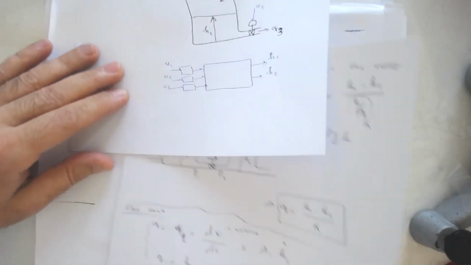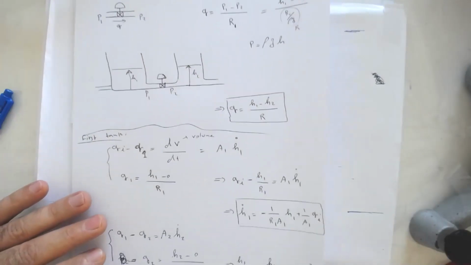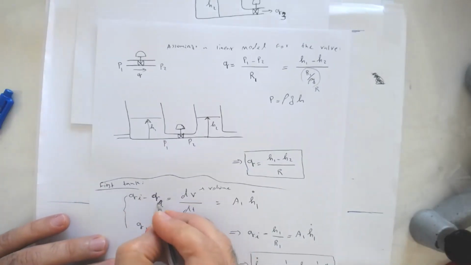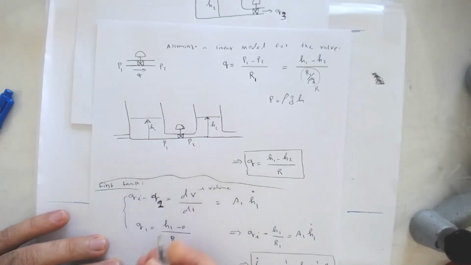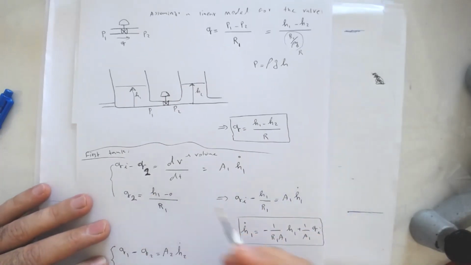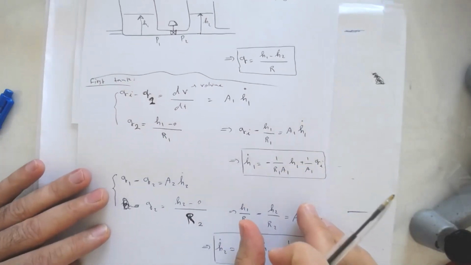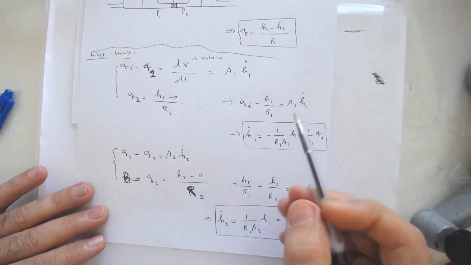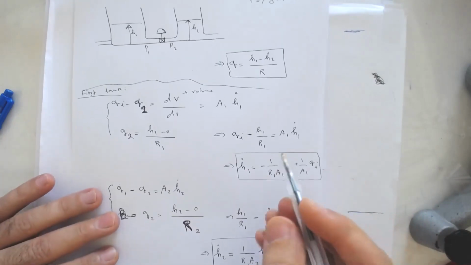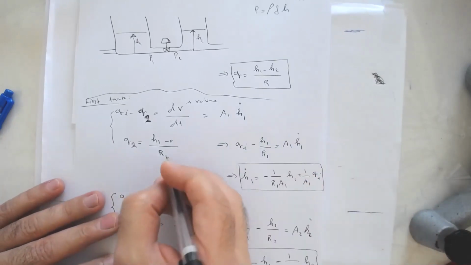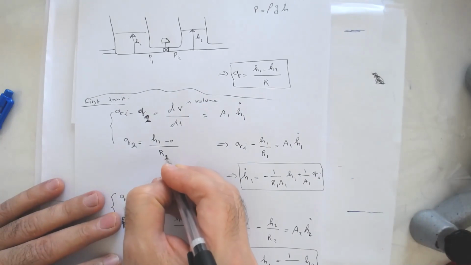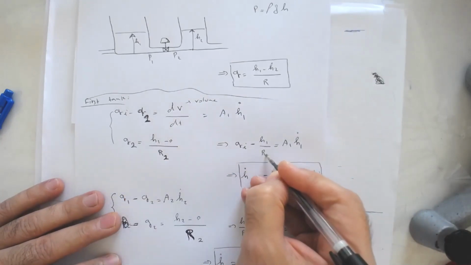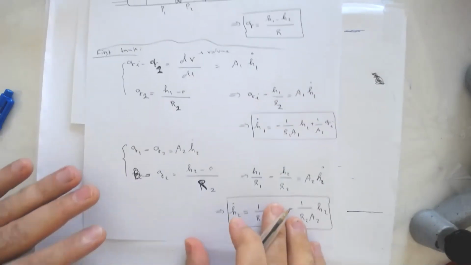I need to go to the equations and take care of that. So Q1 minus Q2, and Q2 is H1, that one is correct. So we substitute that, so here it's okay. Yeah, that one is also okay. But this one, instead of R1, here we should have also R2 because it's the resistance of valve number 2. So this one should also be R2.